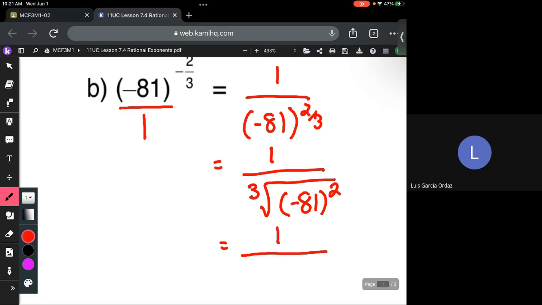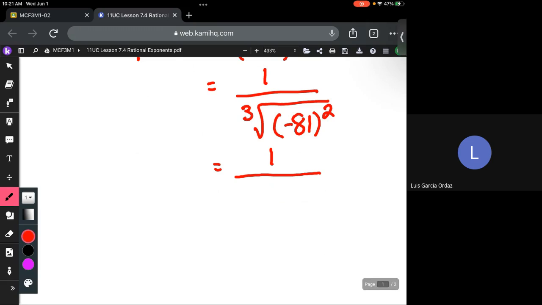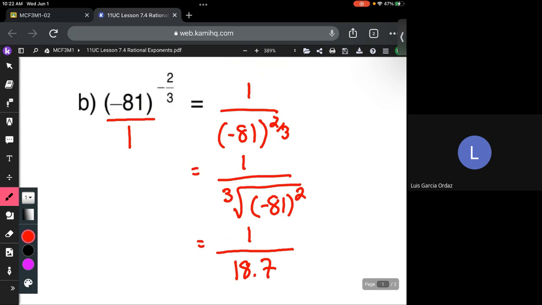I got a negative 18.7. But it says negative 18.7. Mr. Garcia, it should be positive. I'm getting a negative 18. I did negative 2 divided by 3, because I have to divide. No, I think you should do it that way. I keep on getting negative.